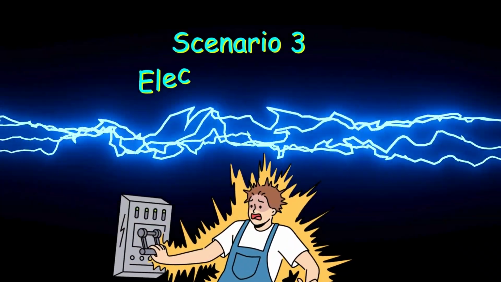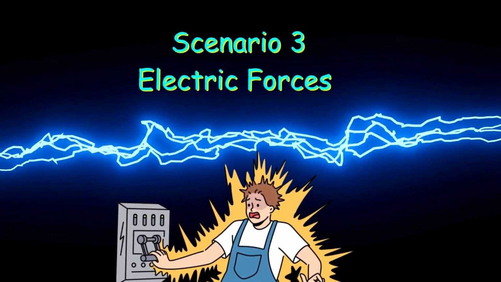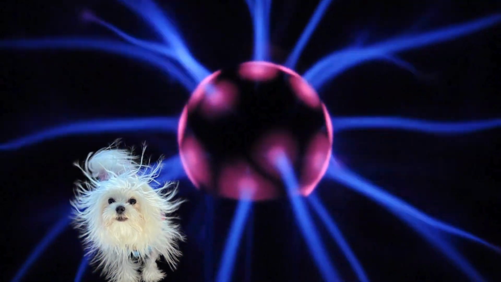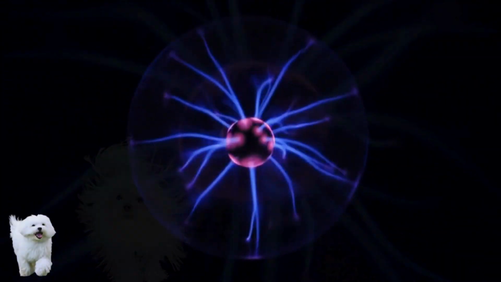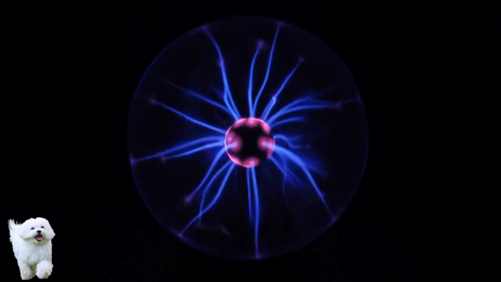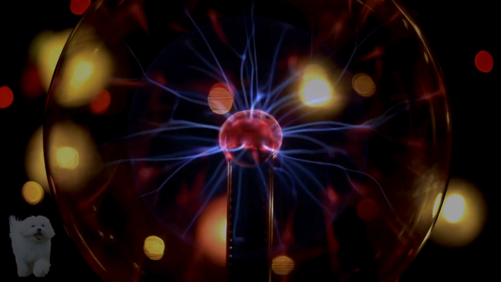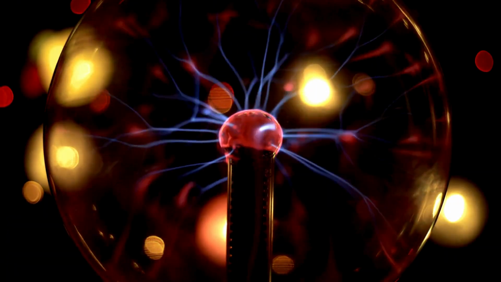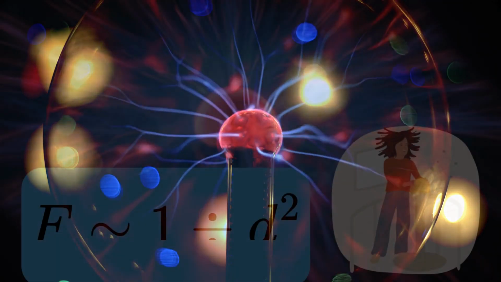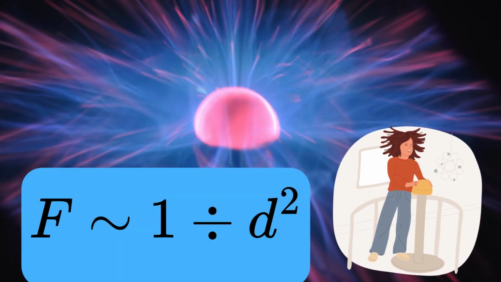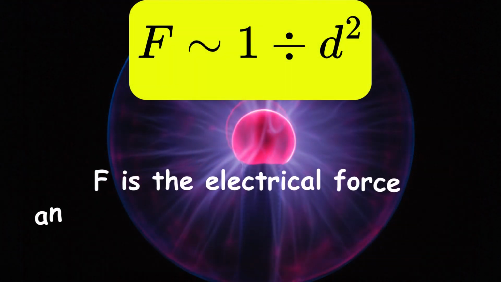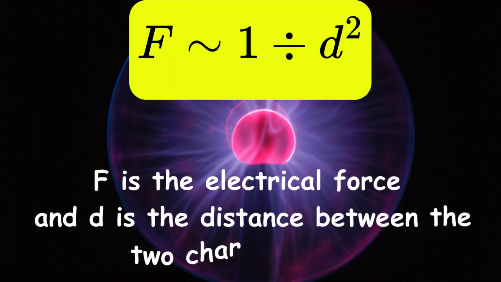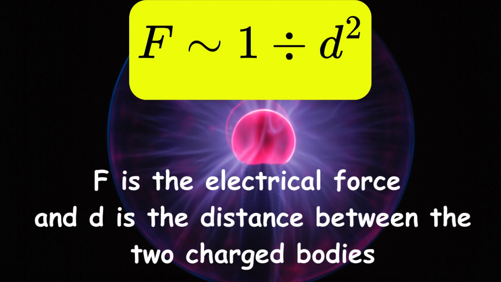Scenario 3. Electricity. When you use a Van de Graaff generator, your hair stands up as you touch the dome. But as you move away, the electric field's grip loosens. The strength of the electric field weakens as distance increases. F proportional to 1 over d square. Here, F is the electric force and d is the distance between the centers of the two charged bodies.